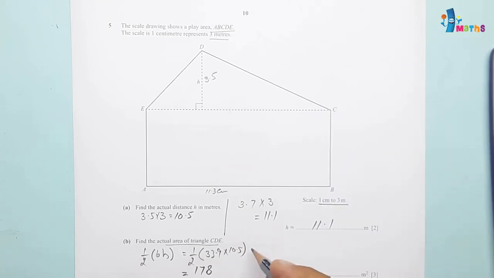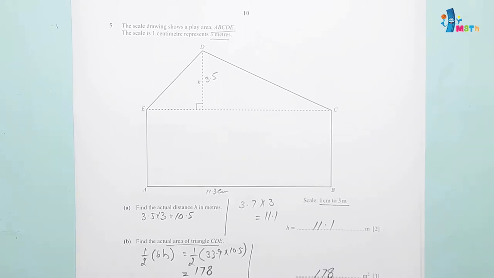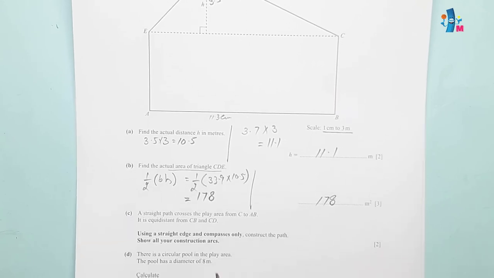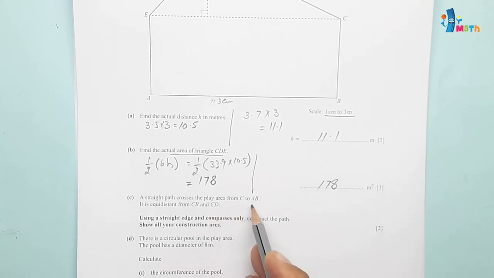In the marking scheme, because measurements are different, they have given an answer range like 191 to 270. According to that one, you can check and solve that one also. But I'm writing here this drawing area, which is 178 meter square.